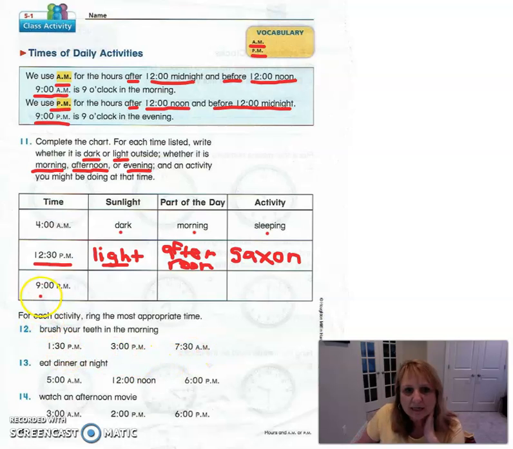Okay, let's go to 9 o'clock p.m. Here we go. PM means after 12 noon and before midnight. So what's it going to look like outside? Yeah, it's going to be nighttime, so it's going to be dark. And what time of the day is it going to be? Morning, afternoon, evening. Evening, which is another word for nighttime.